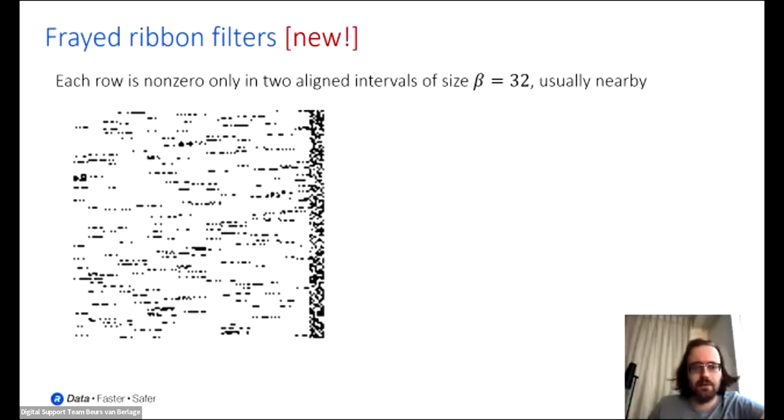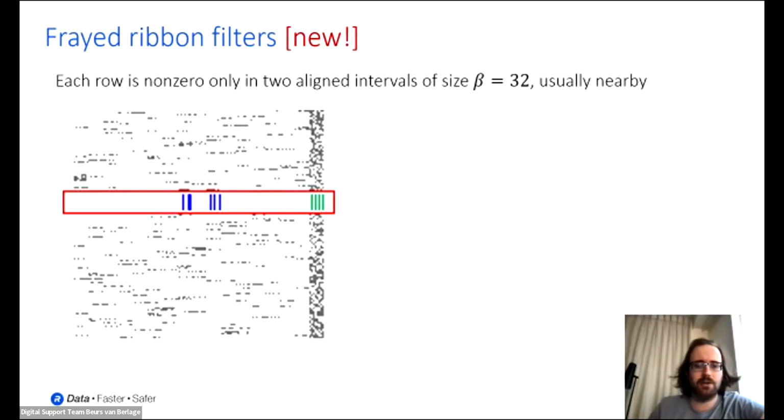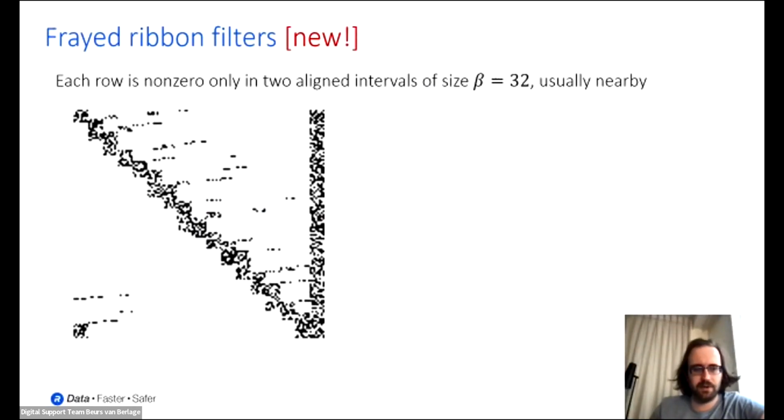Today, I'm proposing a new solution to this problem, which is Frayed ribbon filters. So for this, you hash each input to a row that has 2 blocks of uniformly random values. The 2 blocks are usually right next to each other, but they may have a gap between them with decreasing probabilities for wider gaps. If you sort such a matrix, you'll get this blocky, frayed looking structure, because the intervals are aligned.